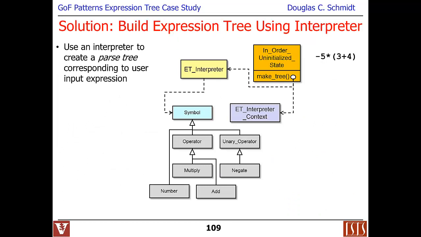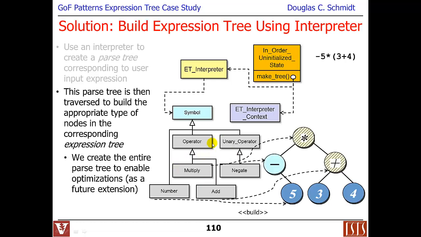So the solution here is to build an expression tree using an interpreter. That's the basic idea. And so here's kind of how this works. You have some kind of string. This is the string -5 times 3 plus 4. That's obviously an in-order way of doing things. And we're going to feed that into a factory that's going to go ahead and use an interpreter to parse the particular string and then create an expression tree that corresponds to that string.